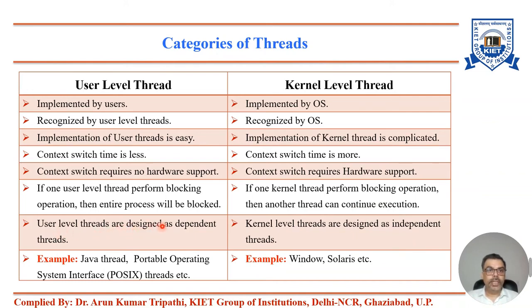User level threads are designed as a dependent process. Means when one is blocked, all the remaining threads will be treated as being in the blocked state, while kernel level threads are designed as independent threads. Means execution of one thread does not affect another one.